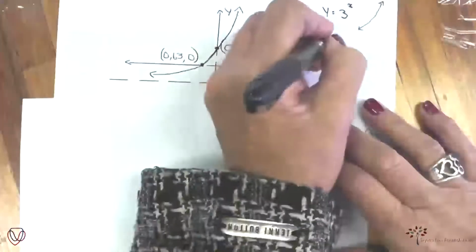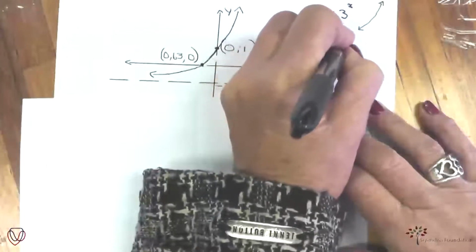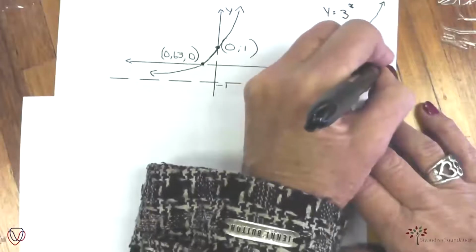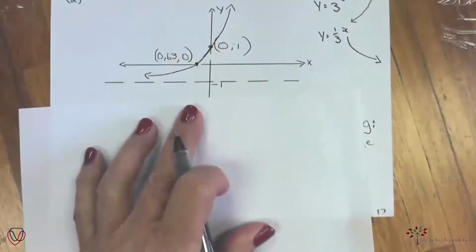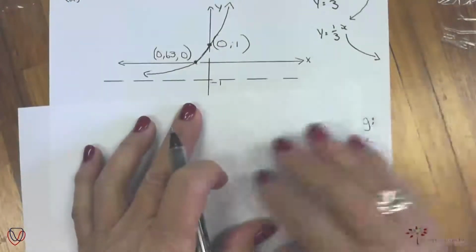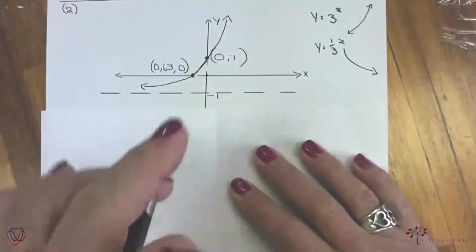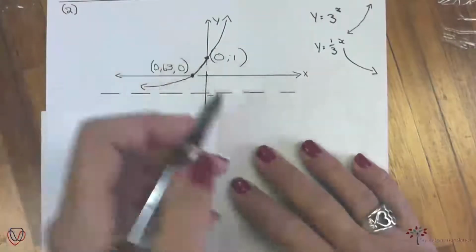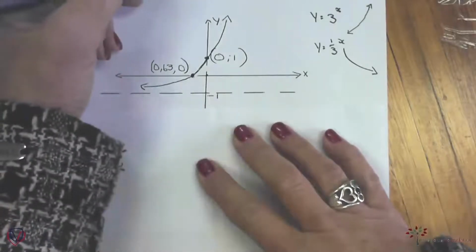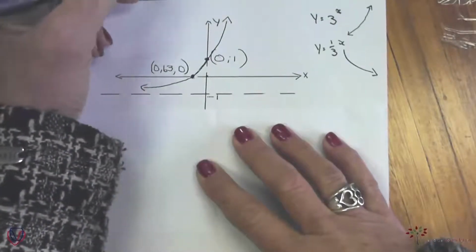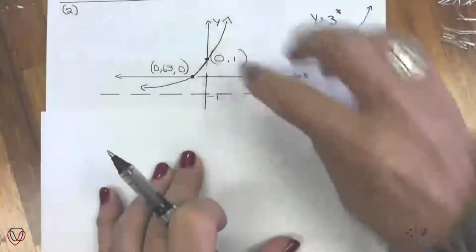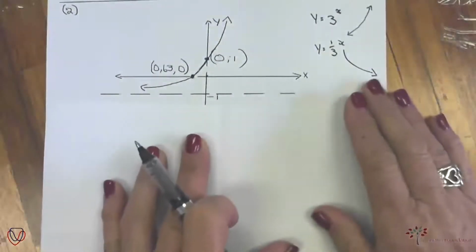But the moment your base is a fraction, it will be a decreasing graph. Remember that, so you'll be able to check yourself whether you are right or not. There's the graph. The asymptote for the y is -1. It went down by 1, but it cuts the x-axis now at 0, 1.